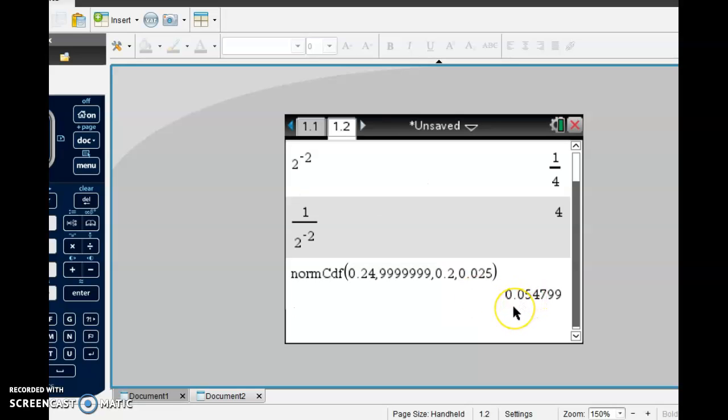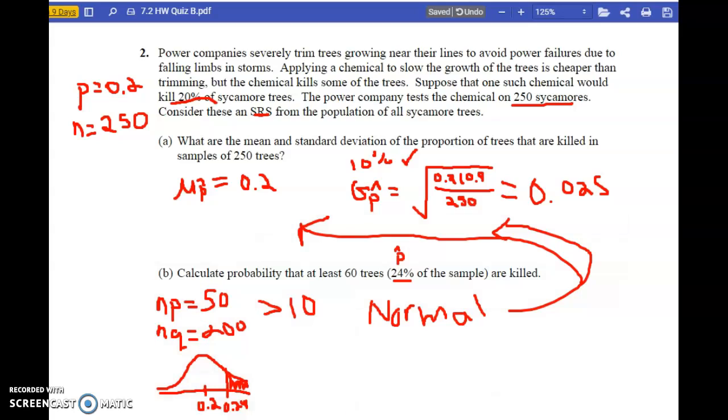And I get 0.055. So pretty close to being unusually unlikely there. That's only 5.5% of the time that 24% or more of those trees would be killed if this is the true proportion of trees that die when this chemical is applied.